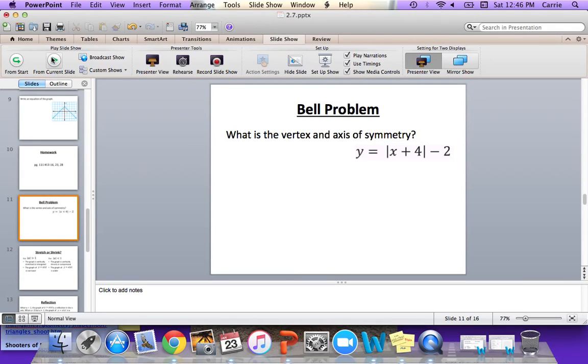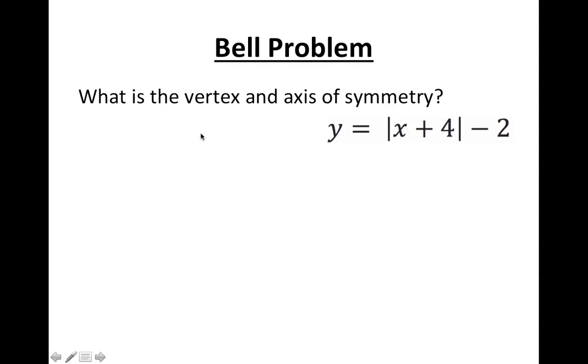We are still continuing 2.7, talking about our absolute value functions. For the belt problem, we have to figure out the vertex and the axis of symmetry. So go ahead and figure that out. Remember, we normally start at 0, 0, but we have stuff added or subtracted, so we have to move our vertex from 0, 0. You should have determined that our vertex is -4, -2, and our axis of symmetry is x equals -4.